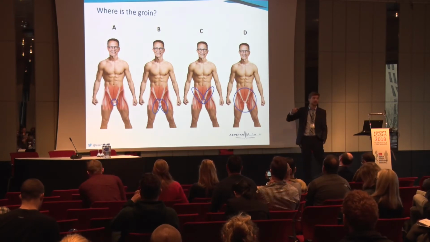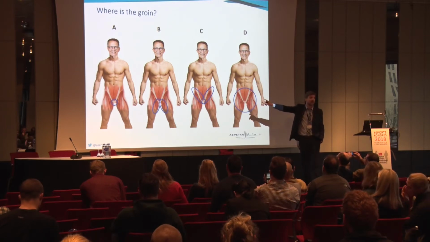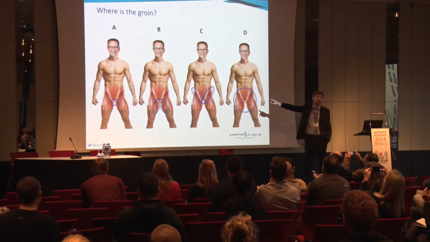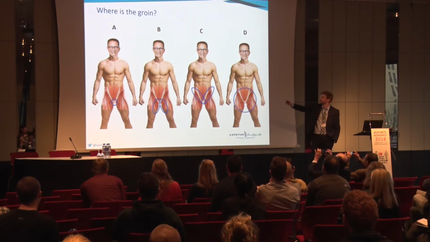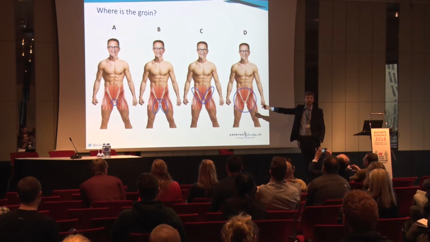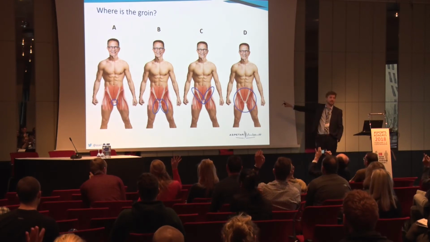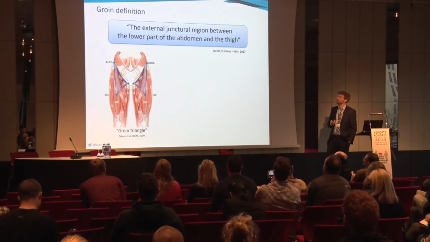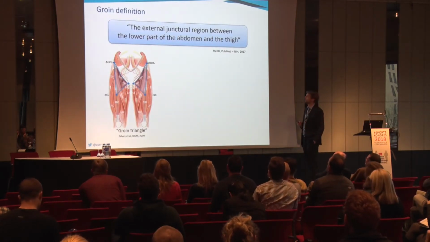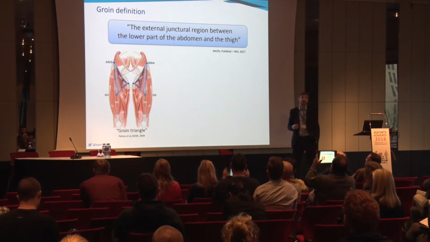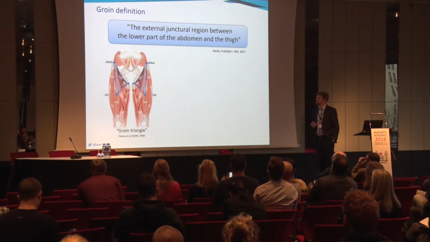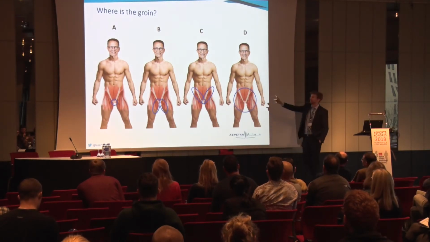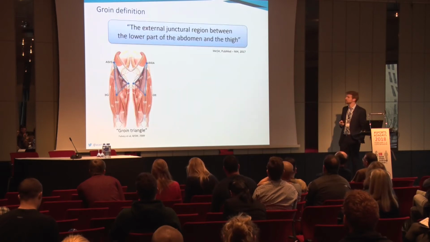So if we just do a quick count here, who will go for A as the groin? No one. B? A couple. C? Only a couple. And D? Almost everyone. If we then look at the definition, we have the external junctional region between the lower part of the abdomen and the thigh. So the junctional region is probably more related to the C. But we still don't have these anatomical borders.